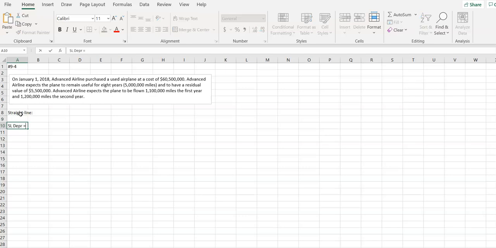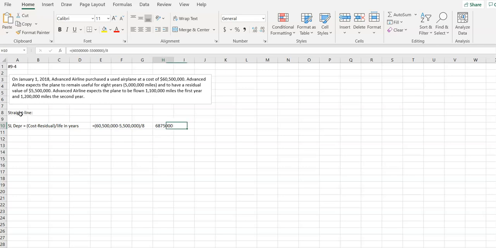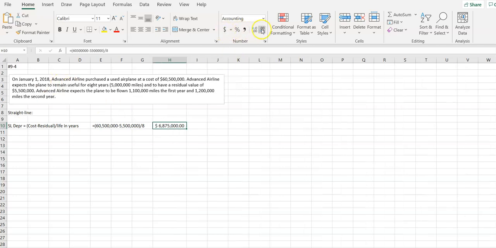So straight line depreciation equals cost minus residual divided by life in years. So we're going to have 60,500,000. These numbers are bigger than I know what to do with. Minus 5,500,000 divided by 8 years. All right, so that is $6,875,000, and this is per year.